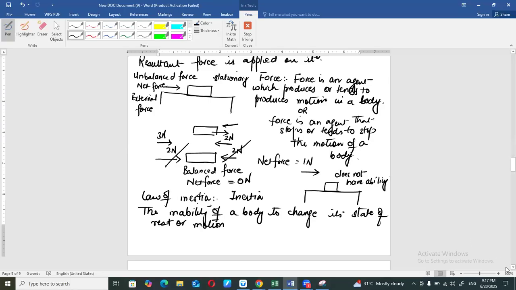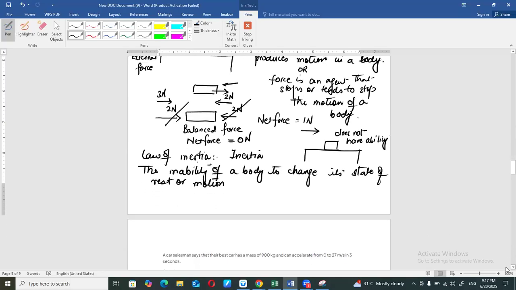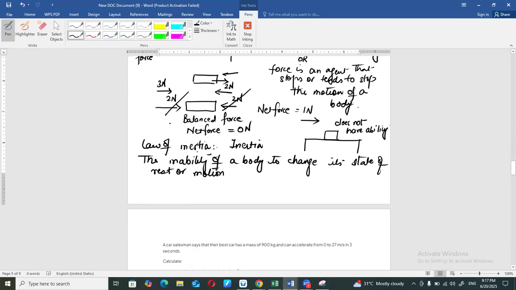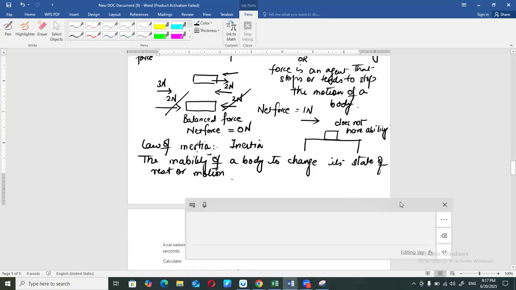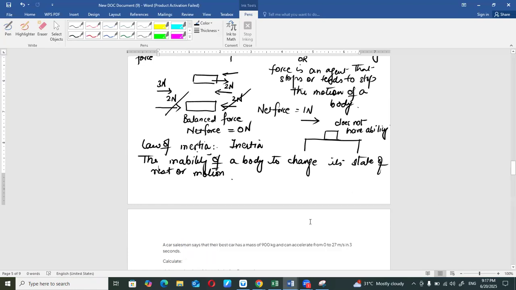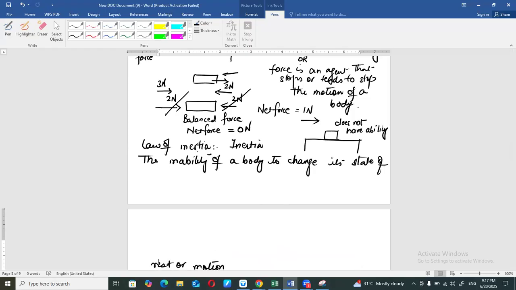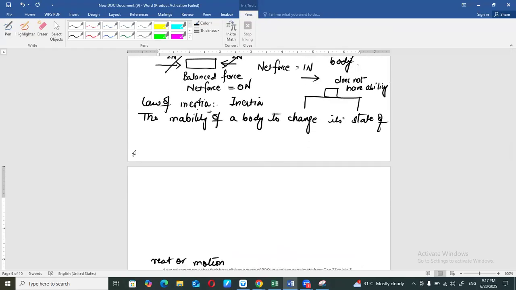Now, what is Newton's second law? Newton's second law is giving us a mathematical explanation of what exactly force is. Let's talk about that. So basically, what is Newton's second law? Newton's second law is saying that force is directly proportional.